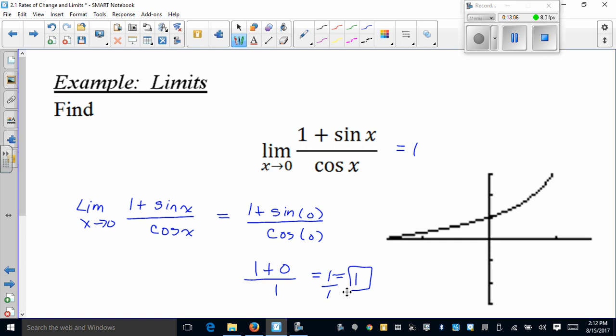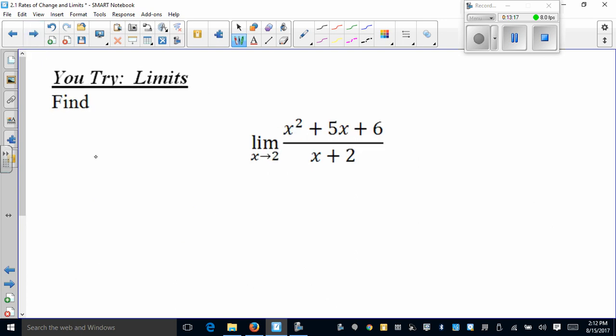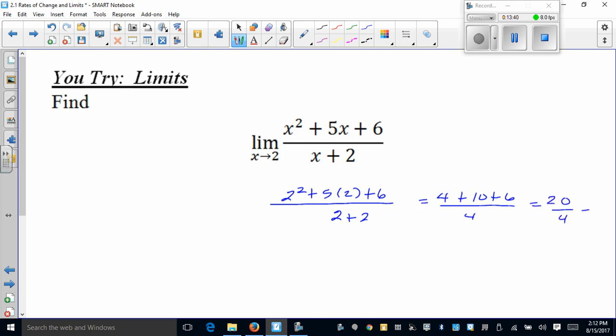So let's try another one. This is no different than what we've done before. Plug in 2. So 2 squared plus 5 times 2 plus 6 over 2 plus 2 gives us 4 plus 10 plus 6 over 4, which gives us 20 over 4, or 5. So this value here goes off to 5. So this was a fairly simple one. The question is, what do we do if we got more than that going on?